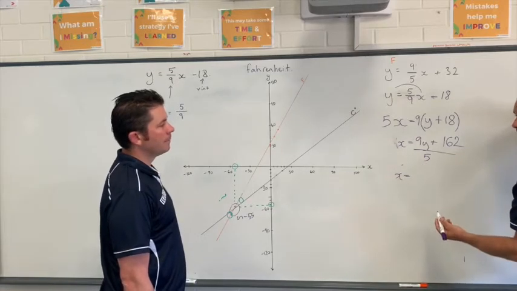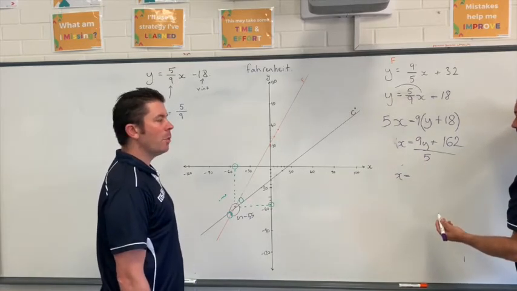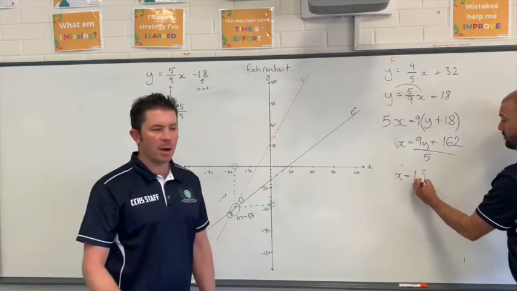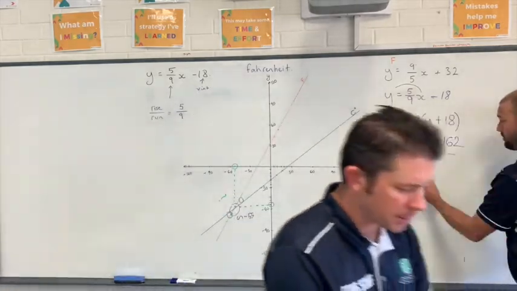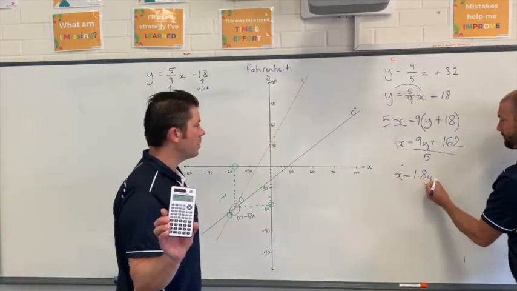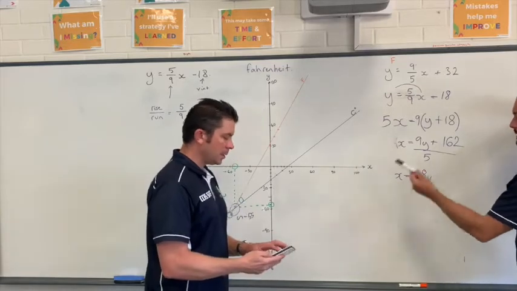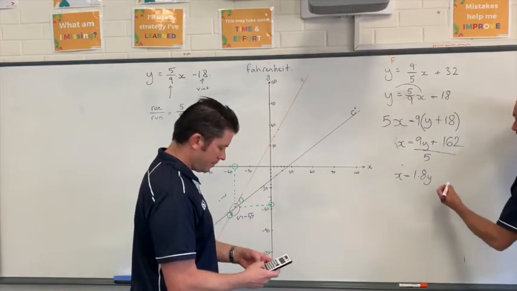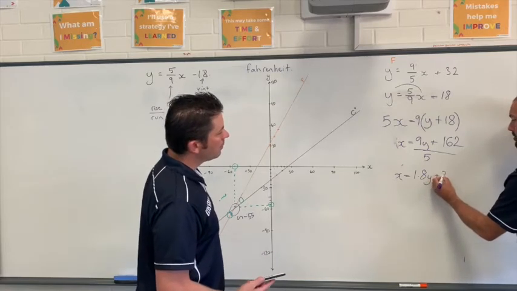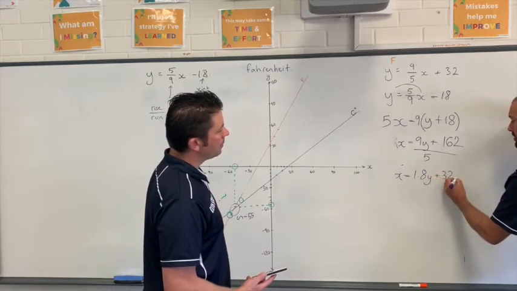Can we figure that out? 9y divided by 5 would be 1.8y, because we talked about that before. 9 divided by 5 was 1.8. Get your calculator. 9 divided by 5 equals 1.8. And then, to save you trouble, 162 divided by 5 is 32.4.